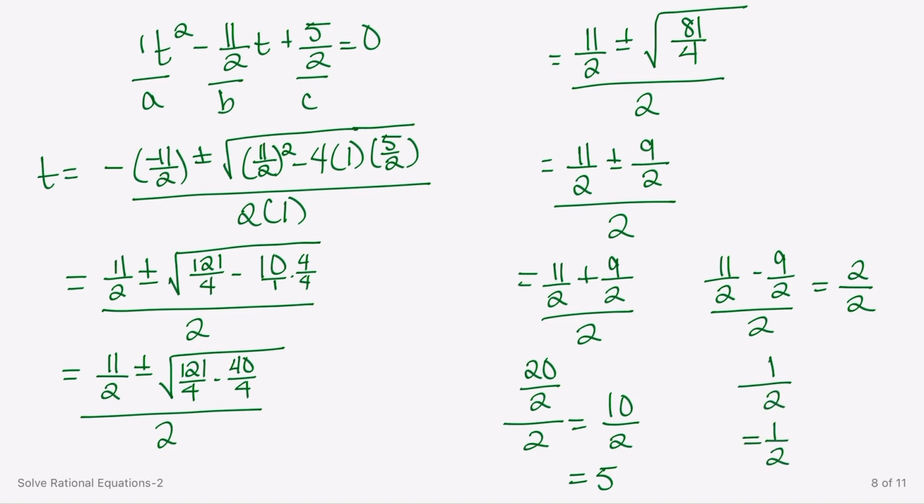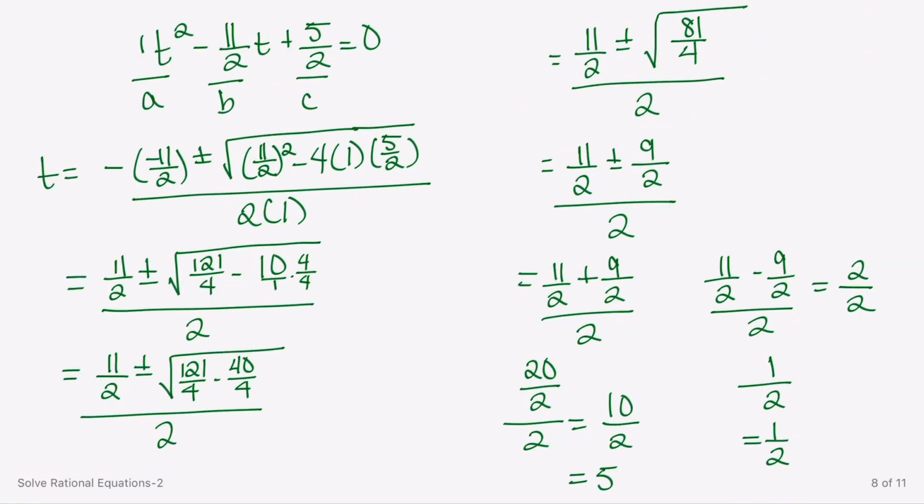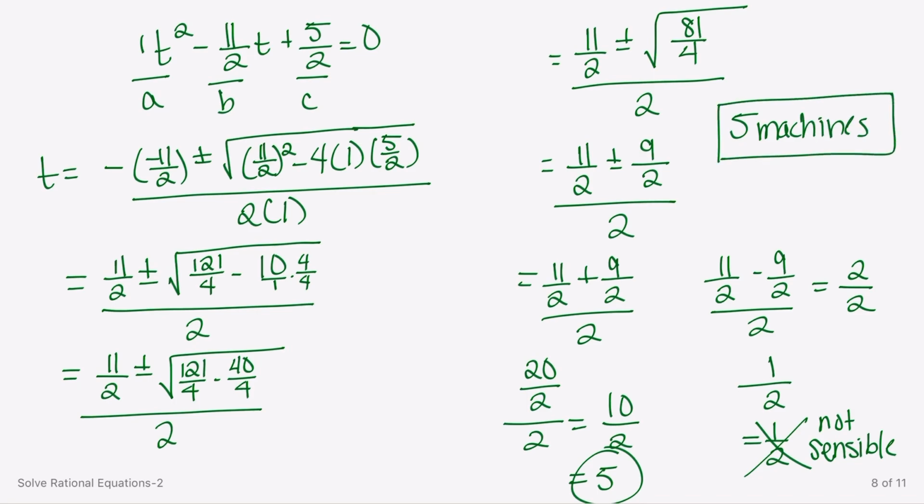Okay, so now we're going to figure out which solution makes sense given the context of the problem. What doesn't make sense is, we're talking about machine manufacturing, right? So we're saying how many machines should this company manufacture? And if we think about it, they're not really going to manufacture half of a machine, right? That doesn't make any sense. So we're going to say 1/2 is our not sensible solution, right? No machine is going to be manufactured in half. So we would say 5 is a reasonable solution, okay? So 5 machines is going to be our answer because it does not make sense for a company to manufacture half a machine.